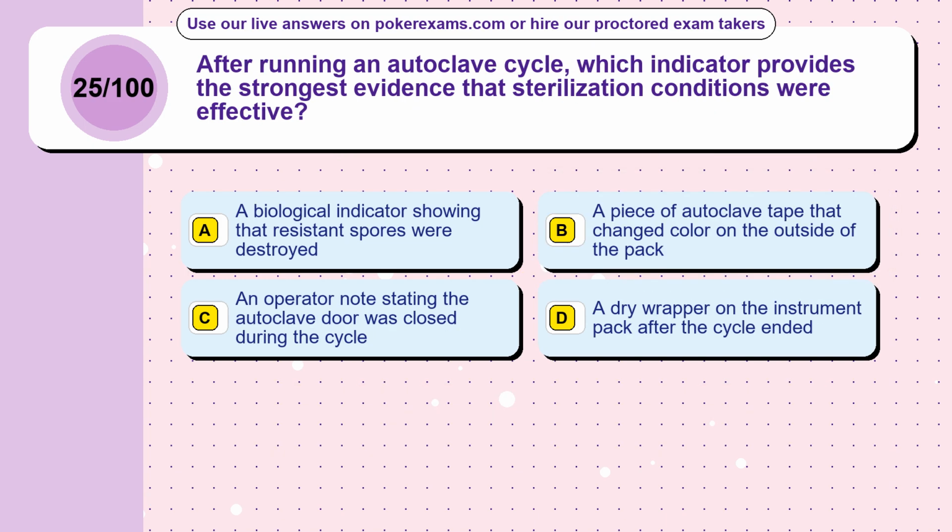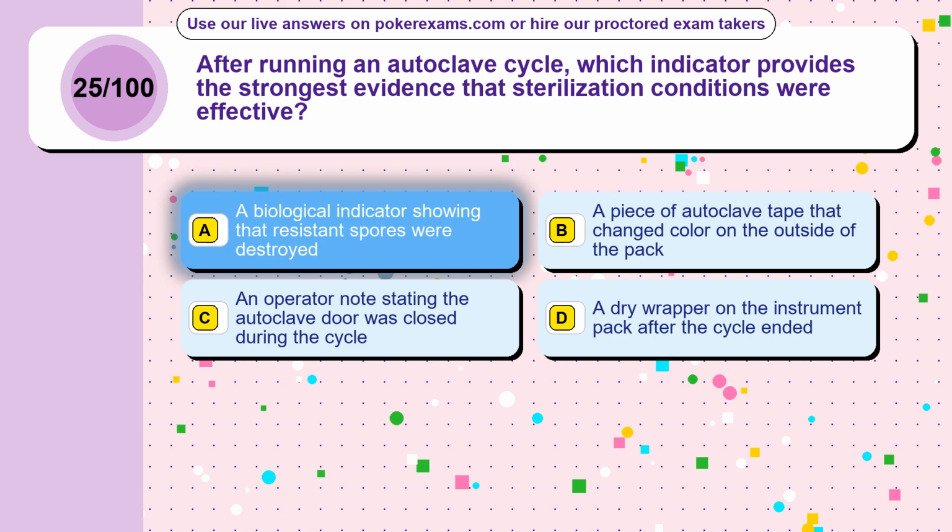Question 25. After running an autoclave cycle, which indicator provides the strongest evidence that sterilization conditions were effective? Option A. A biological indicator showing that resistant spores were destroyed. Option B. A piece of autoclave tape that changed color on the outside of the pack. Option C. An operator note stating the autoclave door was closed during the cycle. Option D. A dry wrapper on the instrument pack after the cycle ended.